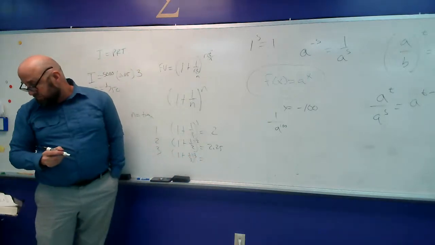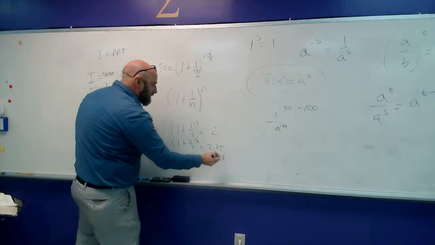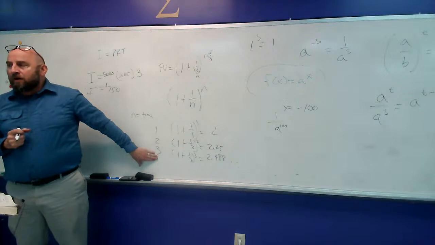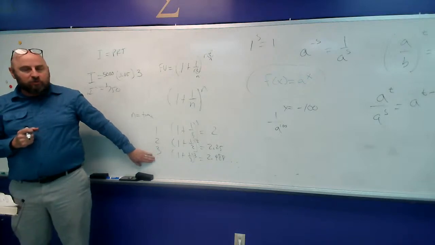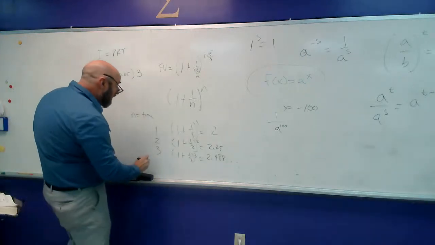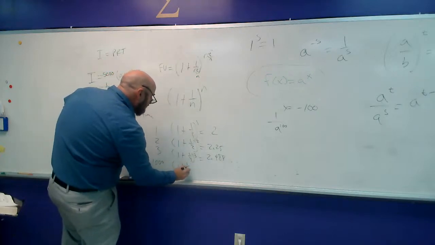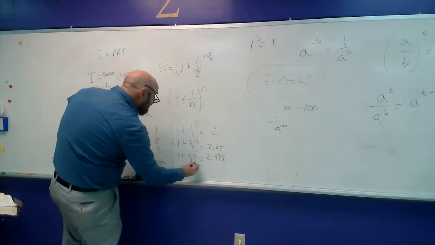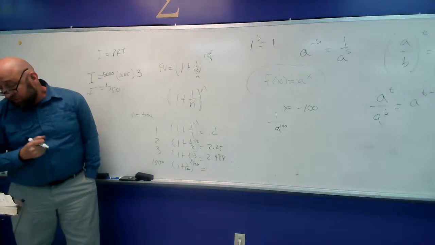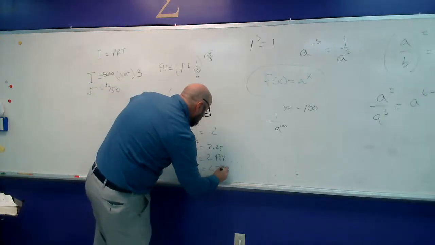Well, now we're going to get 2.48. And something else. Here's the question. What if I do this for 1,000? Okay? So let's do it for 1,000. 1 plus 1 over 1,000 raised to the 1,000th power. Well, it's going to be 2.7169.